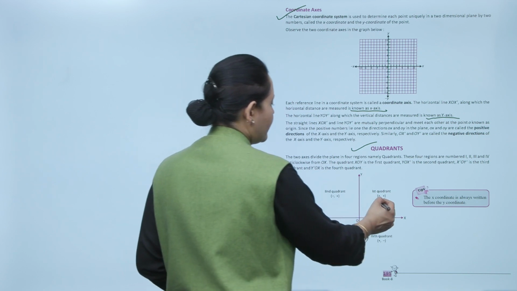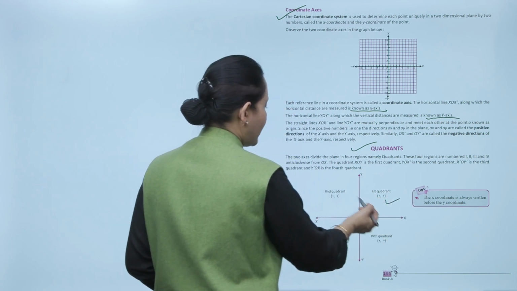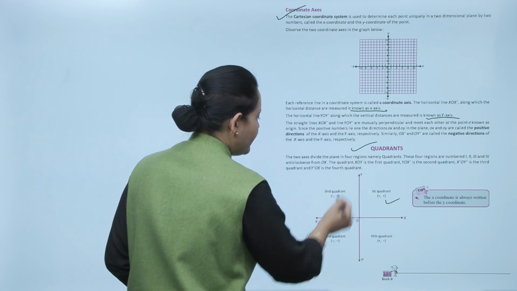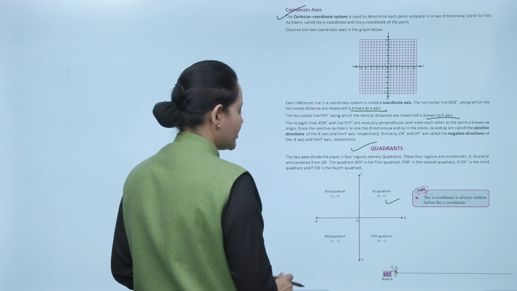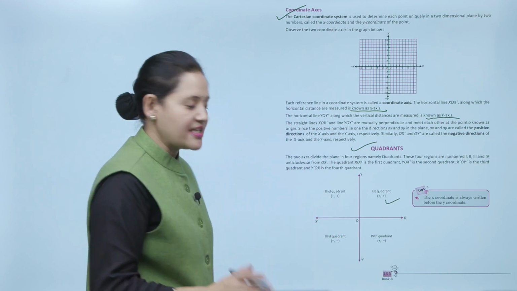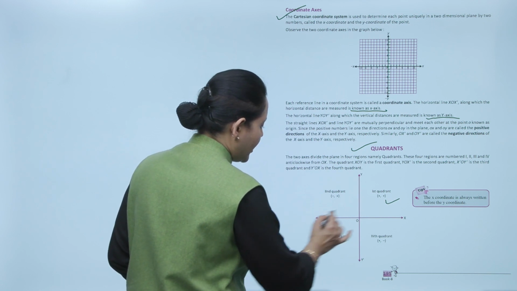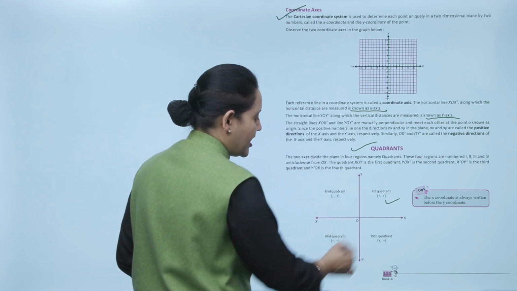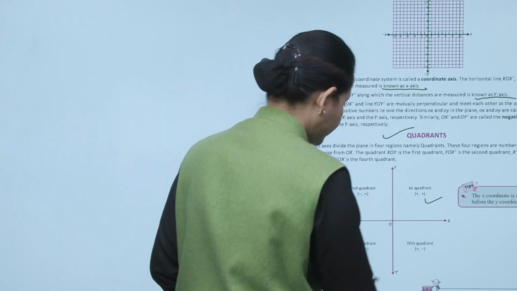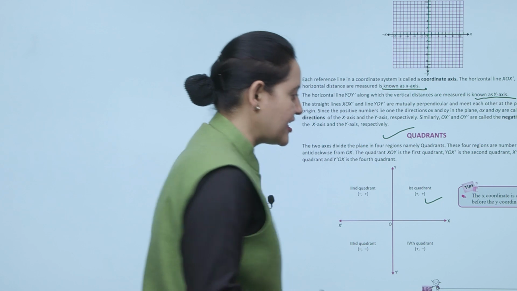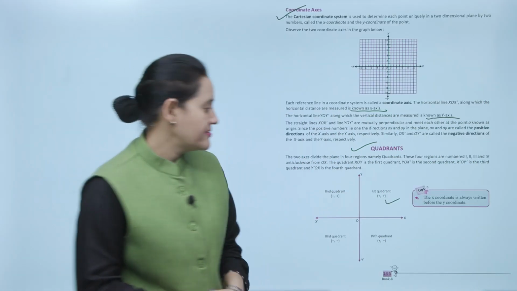Here, both x and y are positive in this quadrant. X is negative and y is positive. First we write about the x-axis, then the y-axis. In this quadrant both are negative. X and y both are negative. In the fourth quadrant, x is positive and y is negative. Next is tips.